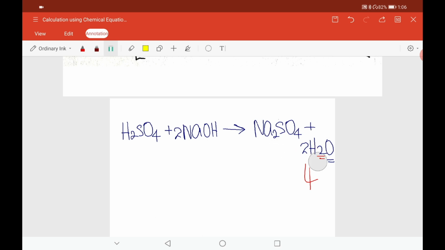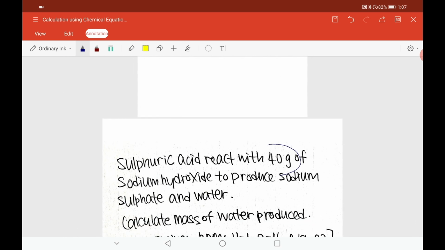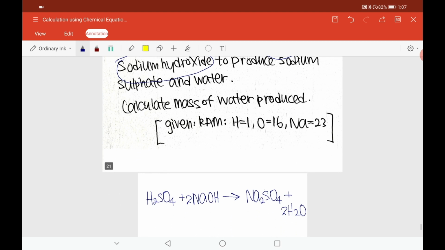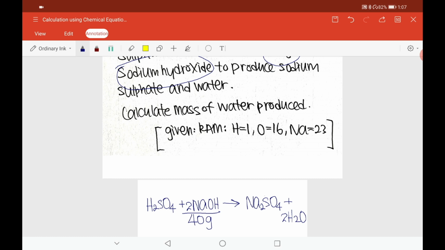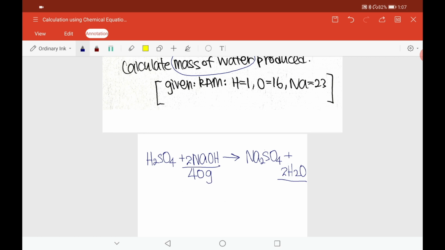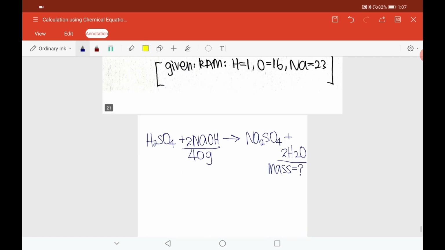Once we have the balanced chemical equation, the next thing we should identify is what we have and what we want. What we have is 40 grams of sodium hydroxide. So the sodium hydroxide here, you underline, and you put 40 grams. This is what you have. What you want is the mass of the water. So you underline the water and write down what you want, mass. By doing this, we have identified what we have and what we want.